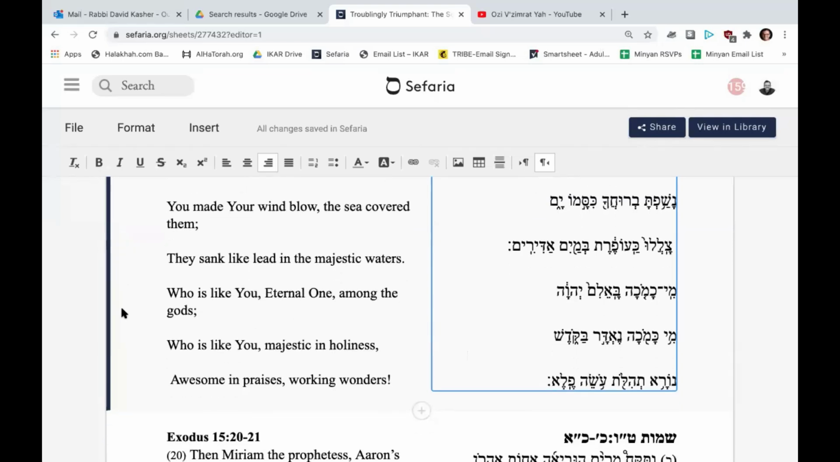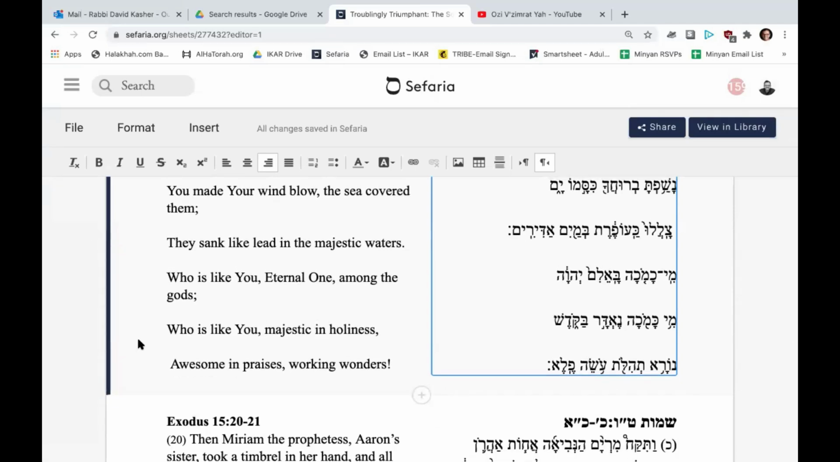Right? Who is like you, Eternal One, among the gods? Who is like you, majestic in holiness, awesome in praises, working wonders? Okay, there's a lot to be analyzed there.